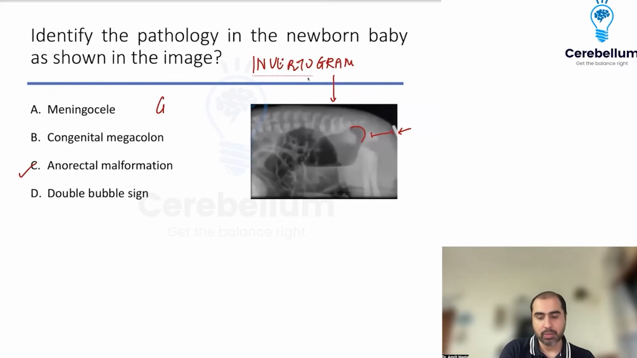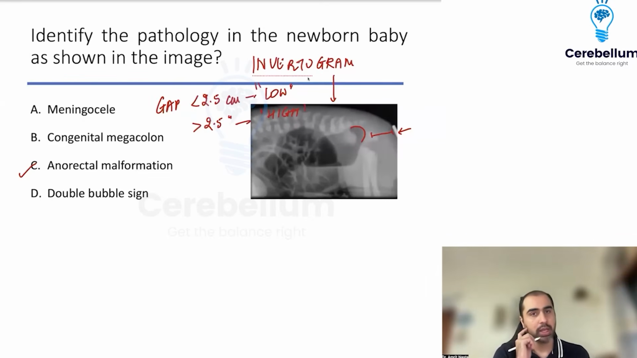If the gap is small, less than 2.5 centimeters, the ARM is a low ARM. It's a low defect. If the gap is more than 2.5 centimeters on X-ray, it's a high anorectal malformation. So this is an invertogram. They give a scale on the X-ray to tell you how far it is. To me, it looks like a high ARM.